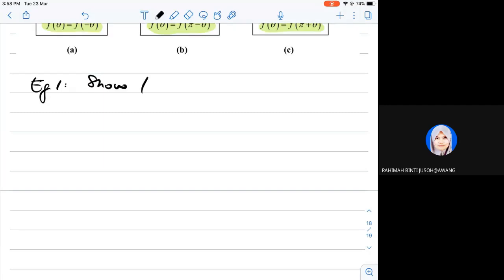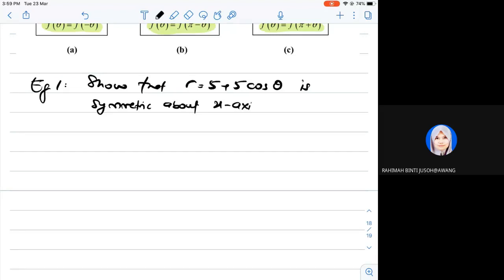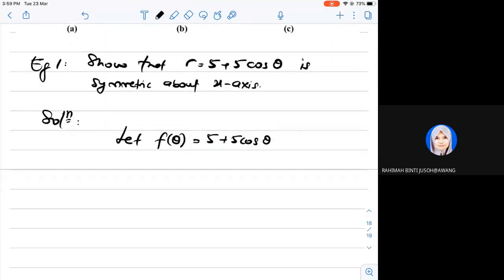So you kena show that R equals to 5 plus 5 cos theta is symmetric about x-axis. Okay, so first of all, what you should do is solution. Let f theta equals to r, so equals to 5 plus 5 cos theta. Next step is we have to find what is f negative theta. So 5 plus 5 cos negative theta.